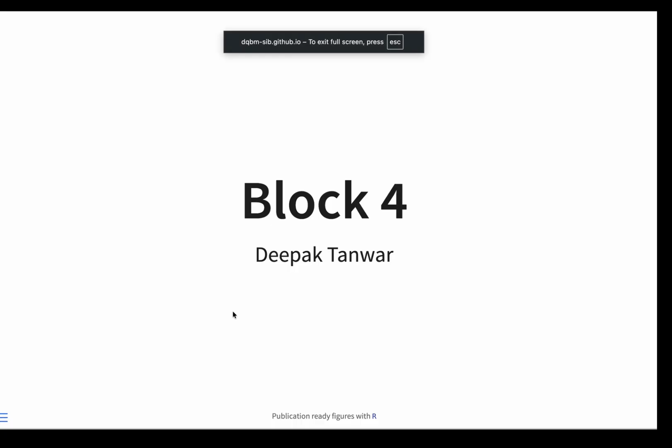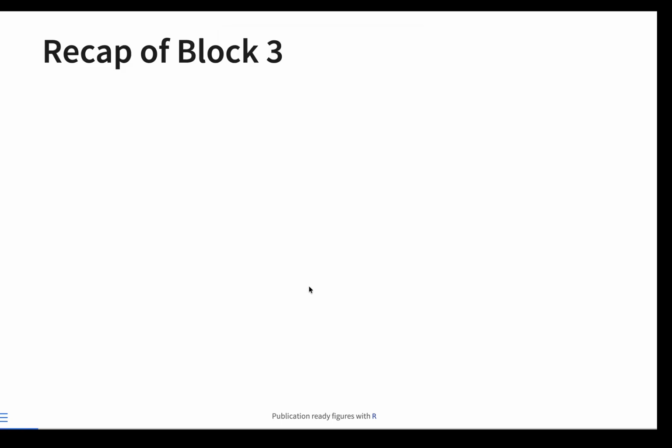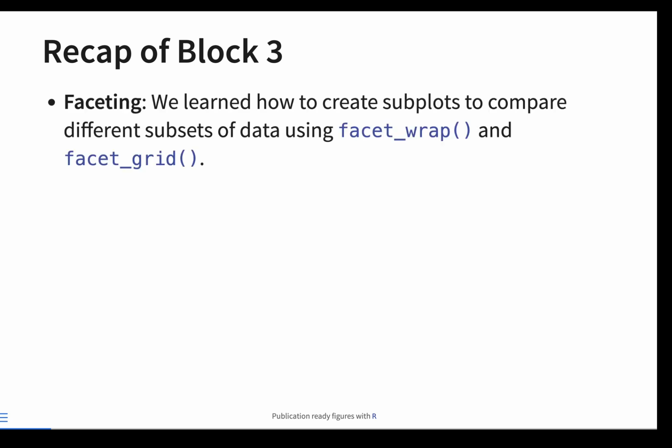Okay, welcome to block 4. So, first we discuss what we have covered in block 3. We discussed quickly about faceting. We could have two types of facets: one is the facet wrap, which is one dimension, or we could have facet grid, which is two dimensions.